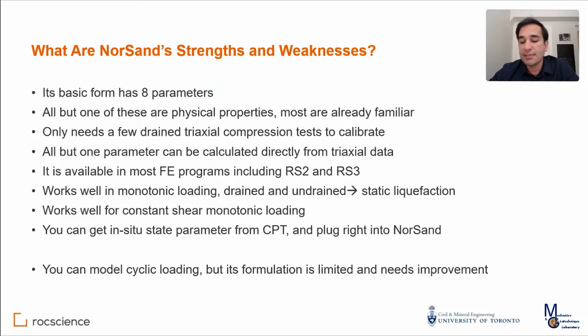And it's implemented in a lot of finite element, finite difference packages, including RS2 and RS3, of course, and RS data if you wanted to calibrate Norsand. Norsand works very well in monotonic loading for drained and undrained conditions. Triaxial is very, very good. Simple shear is good. And it works well for constant shear monotonic loading, which makes a lot of tailings engineers worried. And because it has state parameter at the core of it, you can basically get the state parameter from CPT data, again, for example, in tailings, and plug it into your model, and that's all you need after you've calibrated your model.